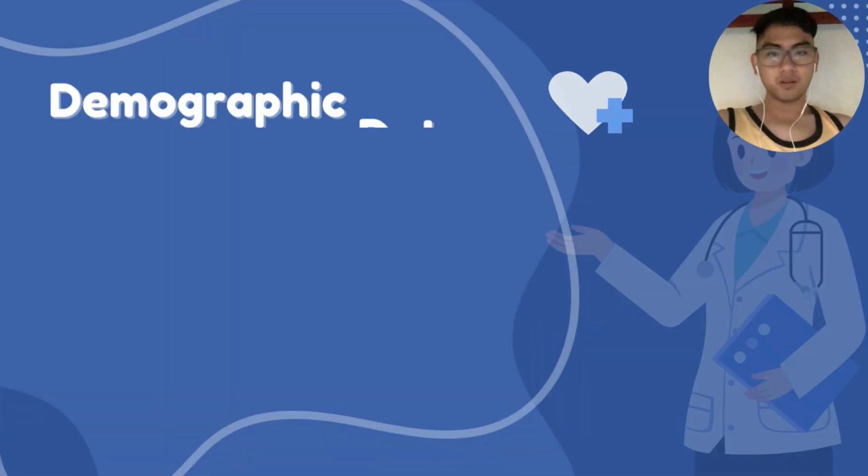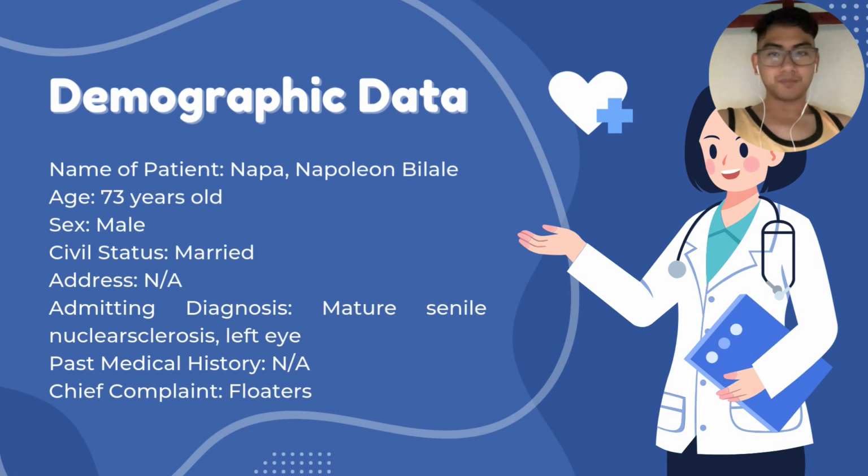So, for our demographic data, the name of the patient here is Napoleon Bilale, age 73 years old, sex male, civil status married, and address not applicable. Here the medical diagnosis is mature senile nuclear sclerosis on the left eye.